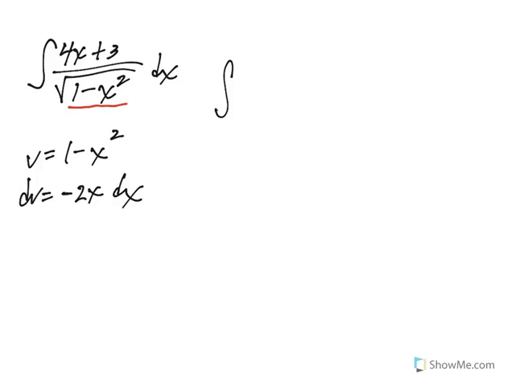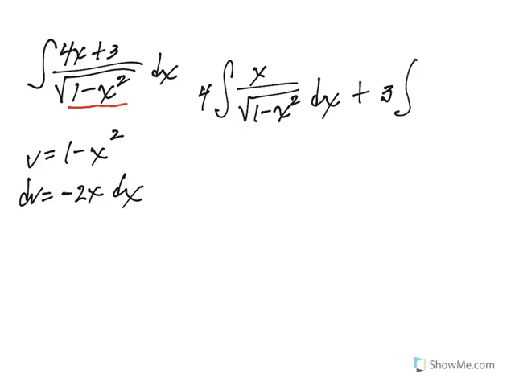So what I'm going to do is take this and actually split it up. I'll pull the 4 out front. That leaves me an x times the square root of 1 minus x squared. And then that's also going to leave me the plus 3 here. Now remember, the 3 also has to have the common denominator.